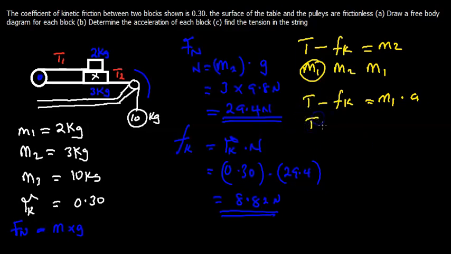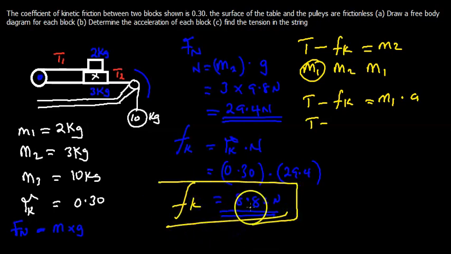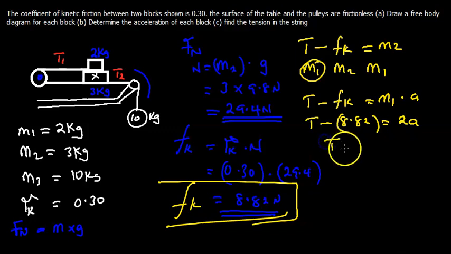In this case, this is going to be T minus, what is Fk? Fk is given to us as 8.82 in newtons. This is going to be 8.82 equals to, what is M1? M1 is 2 multiplied by acceleration, which is going to be 2a. Notice that this is negative and this negative is attached to 8.82. Our value of T1, if you switch the direction, is going to be positive. It's going to be 2a plus 8.82. Feel free to write this one down.